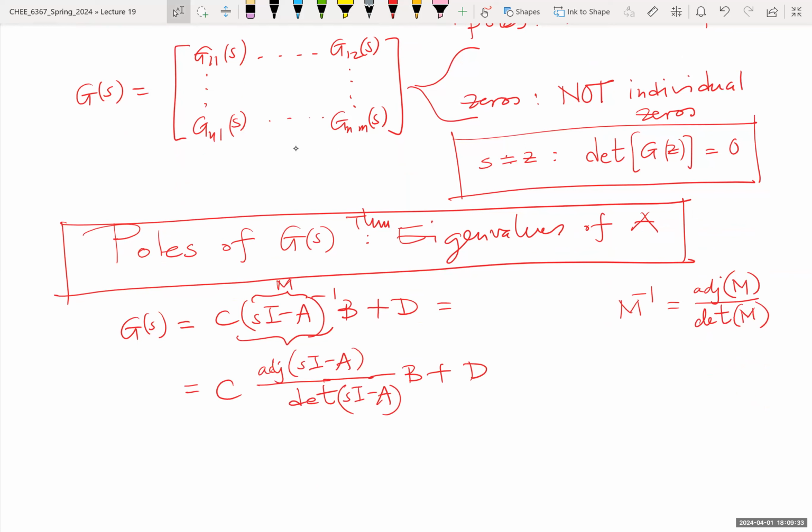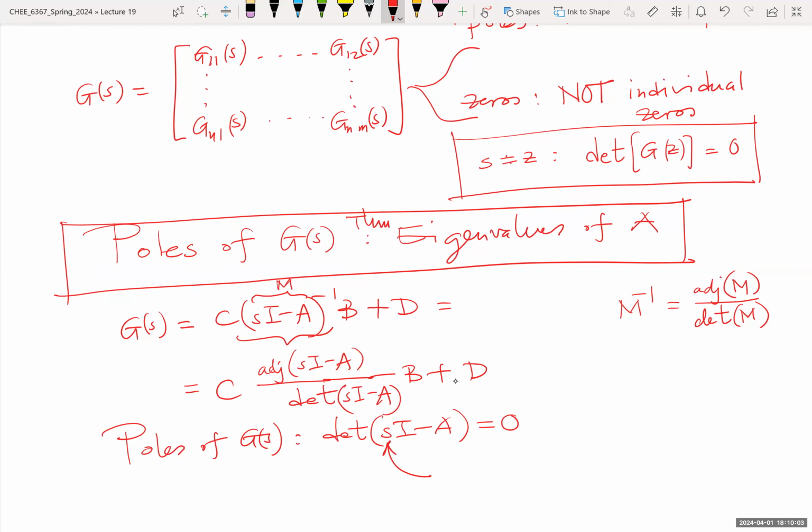The poles of G(s) will appear because of the denominators here in these fractions, right? That's standard, because that's the only thing that is in the denominator. Everything else is just numbers in the numerator. Good. So the poles of G(s) are the values of s where the determinant of sI minus A becomes 0.